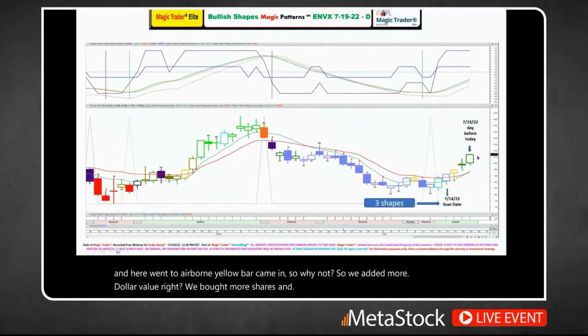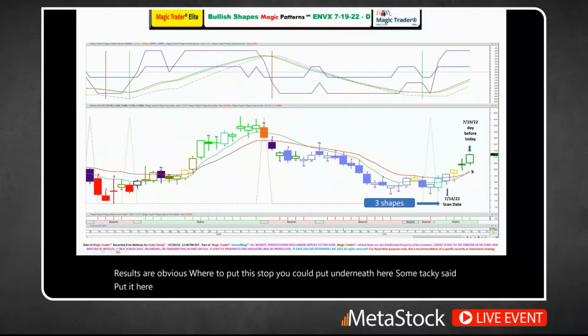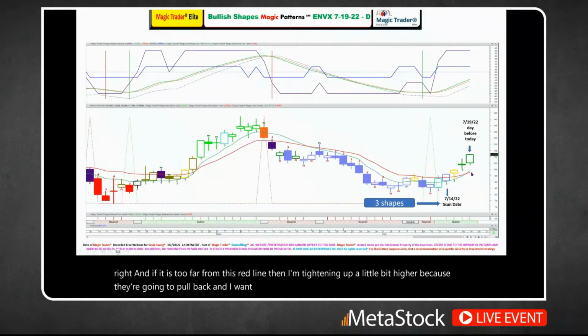Where to put this stop? You could put it underneath here. Some techie said, put it here. The rule of thumb, this red line, so I don't get stopped out often. That's what I follow, right? And if it is too far from this red line, then I'm tightening up a little bit higher because they're going to pull back and I want to take my profits. But initially, I start here, then I could adjust it. So it's flexibility, the way in which you feel.